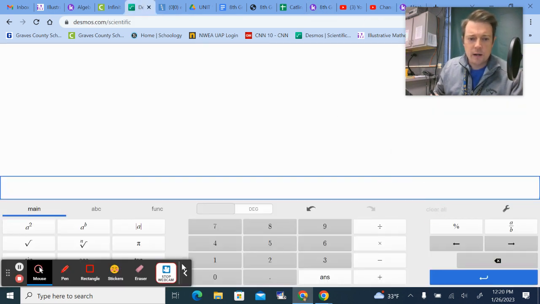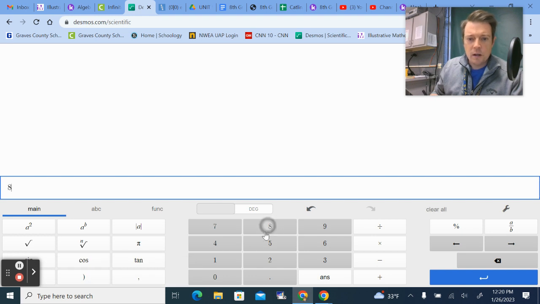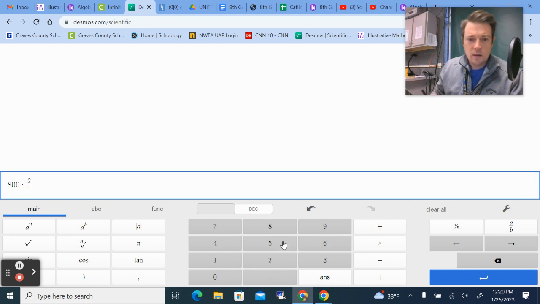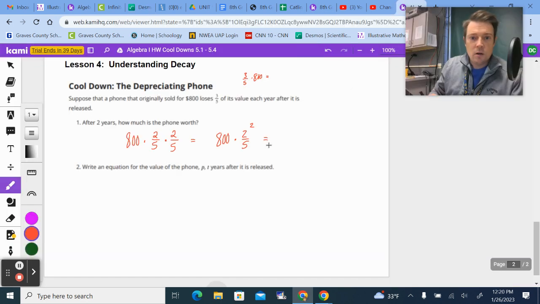Let's clear out what I've got in there. Let's put in our number. We start with an $800 phone. We multiply by the 2/5 that we want to keep, and we're going to raise that to the power of 2 because 2 years have passed. And that means the phone's going to be worth $128 a couple of years later.